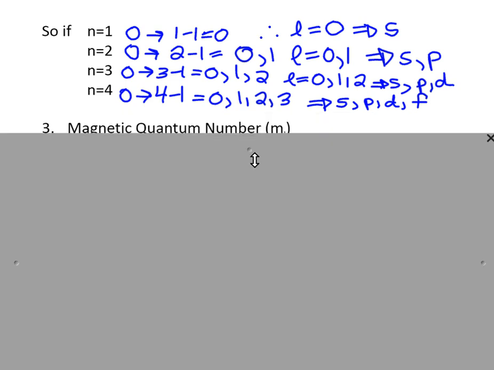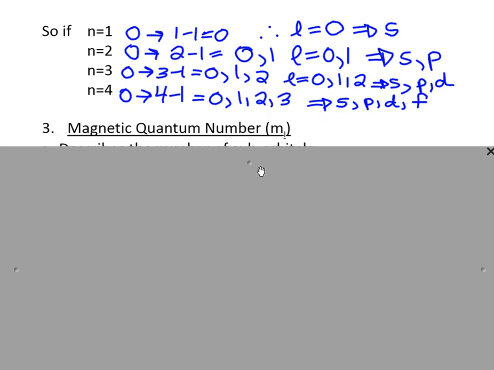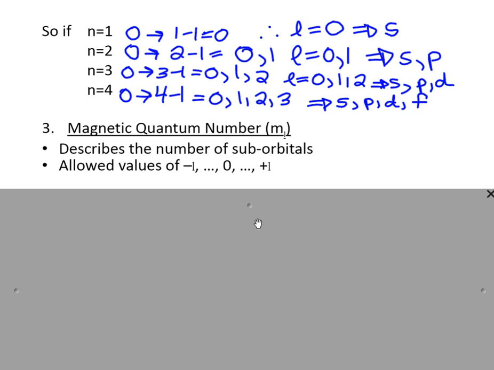The next quantum number is called the magnetic quantum number. It describes the number of suborbitals. Again, we're using the L, so if you're writing it on paper, M with an L, a lowercase cursive L, often put as a subscript there. So remember, suborbitals mean how many different types of houses within that orbital.